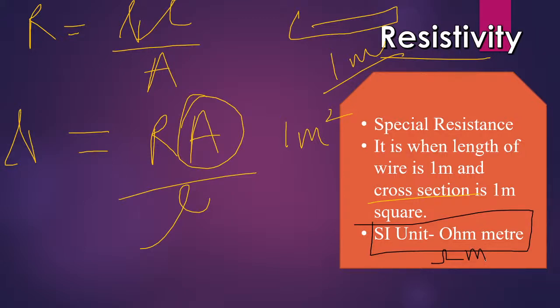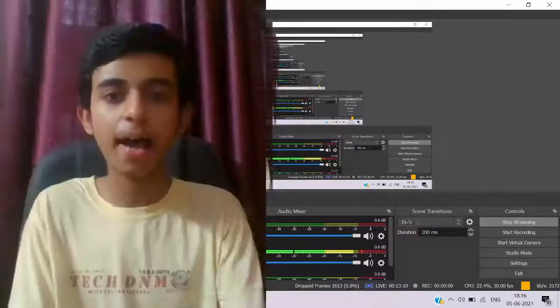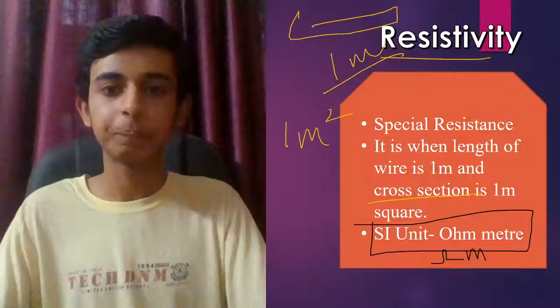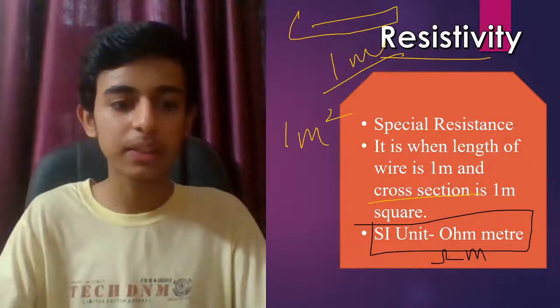Is this clear? Let me know in the chat box. Okay, I hope it is clear. Now let me come back. I hope this resistivity concept is clear. The formula which you have to keep in mind is R equals rho L upon A.